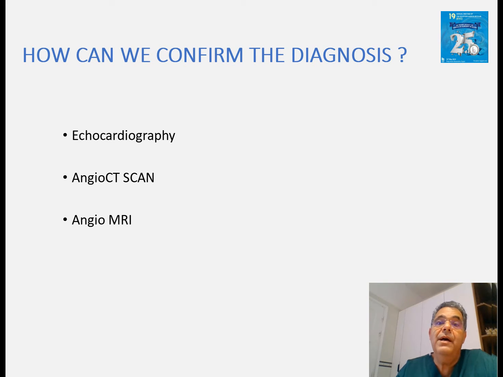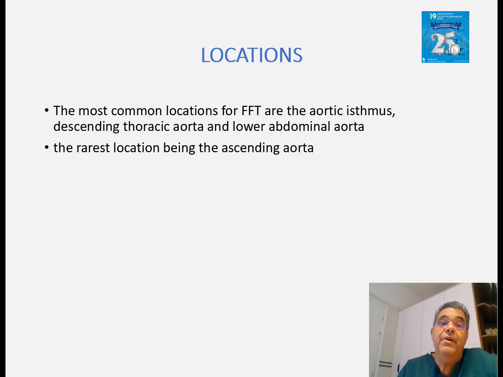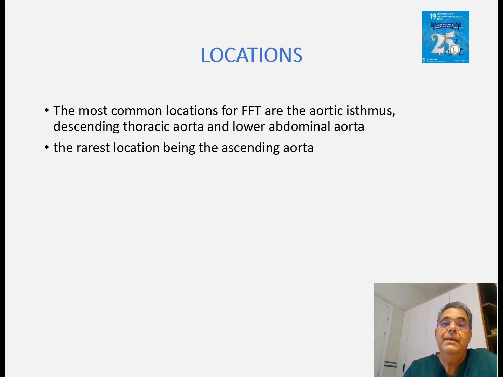How should we explore the patients to confirm the diagnosis? First of all, we should search for a hypercoagulation state. Then, to better explore the thrombus, we use echocardiography, angio-CT scan, or sometimes angio-MRI. The location is very important, mostly in the isthmus or the descending aorta. The rest, but more dangerous locations, are the ascending aorta, because you can have an embolization to the brain.